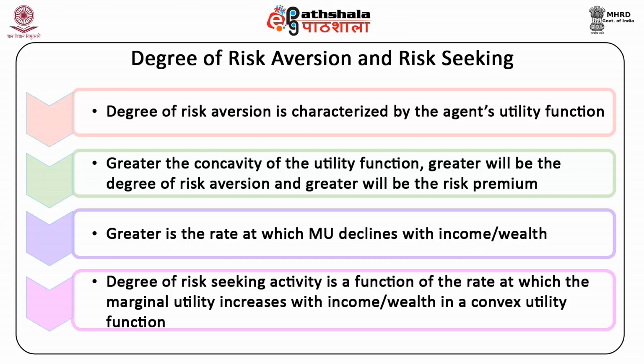Since the utility function of an agent can have both concave as well as convex segments at different levels of income or wealth, his risk averseness or risk seeking activity will be related to the rate at which the marginal utility declines and rises over those respective segments of the utility functions.